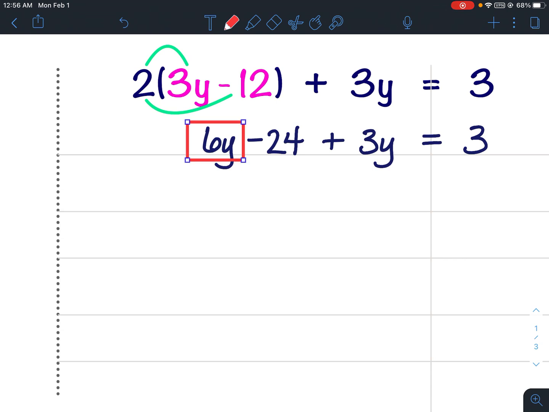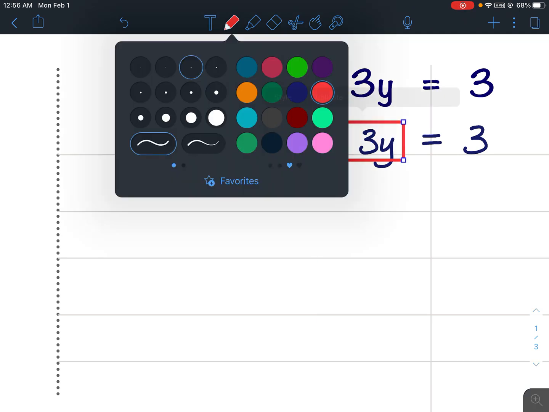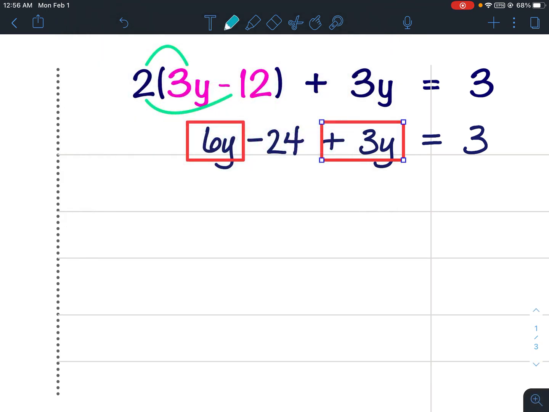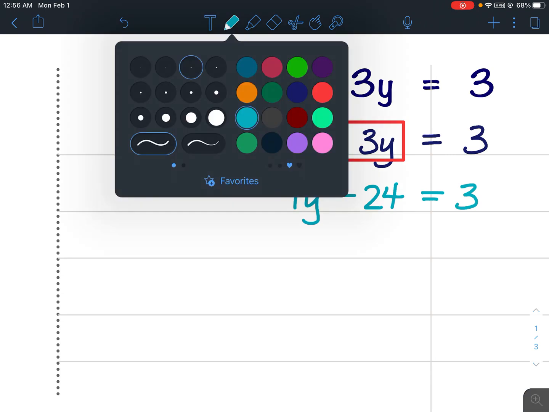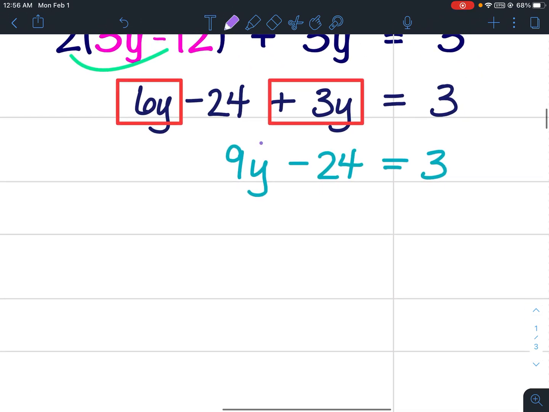So I have a 6y here and a positive 3y. When you add those together, you get 9y. Bring down the negative 24. Keep the equal signs lined up. Bring down the 3. Now, I have a 2-step equation. I have a variable term on the left, which means I need to get my constant term to the right. Since it is a negative 24, I'm going to add 24 to both sides of the equation.